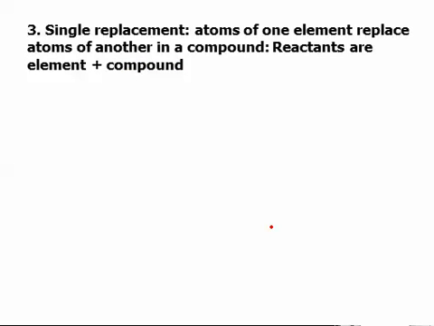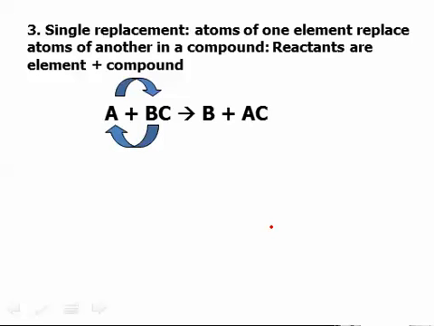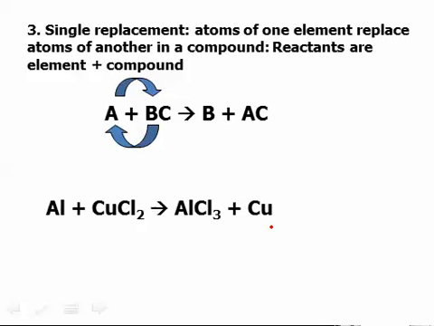Single replacement, you got atoms of one element replacing atoms of another element in a compound. Basically, when you look, the reactants are an element plus a compound. So you got A plus BC, and then what happens is A and B switch places. So you get AC, a new compound, and you get B as an element. Or it looks like this. So we have aluminum plus copper chloride. So aluminum is going to replace the metal in the compound. So aluminum and copper switch places, and then you get aluminum chloride plus copper.